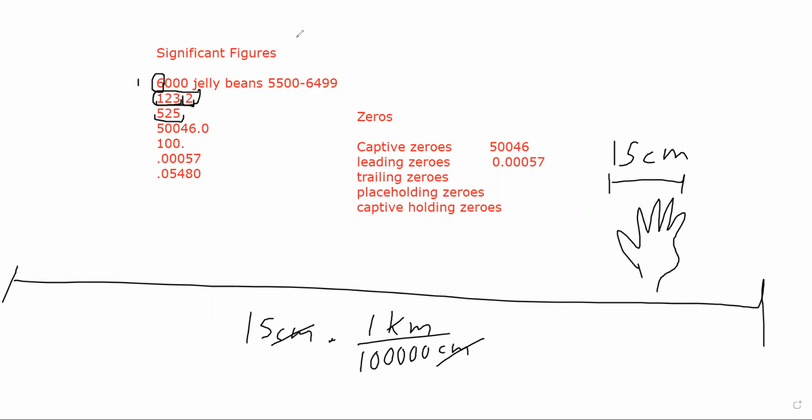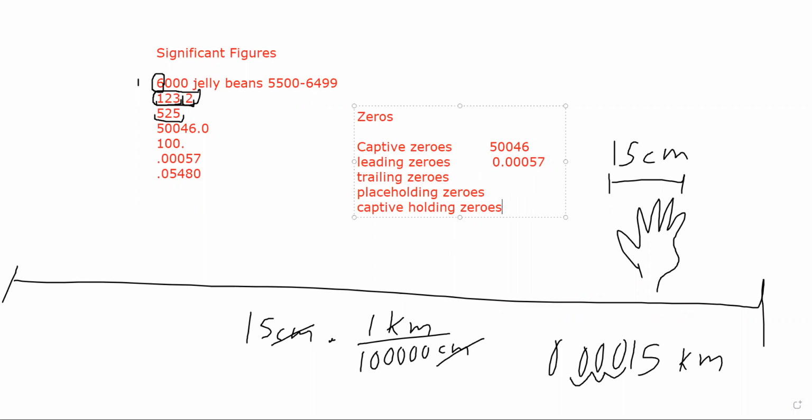I get rid of the centimeters, so then I'm going to do 15 over 100,000, which is 0.00015 kilometers. So these zeros, they're not adding any value. They're just telling me where I'm at.